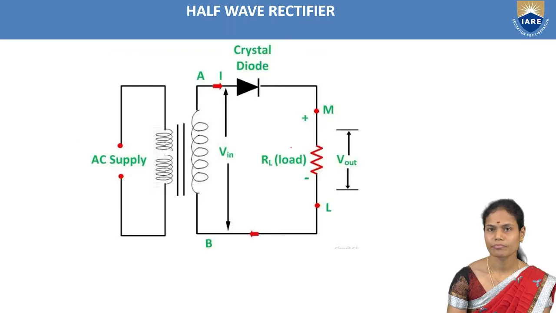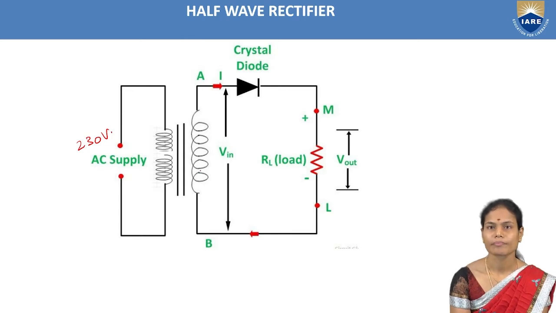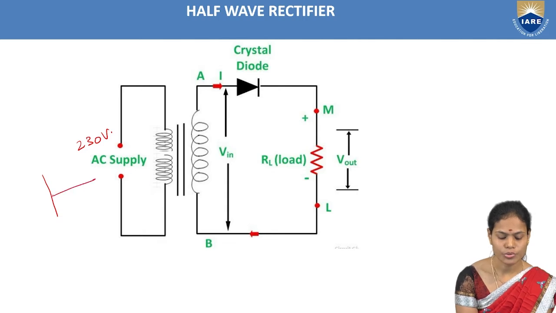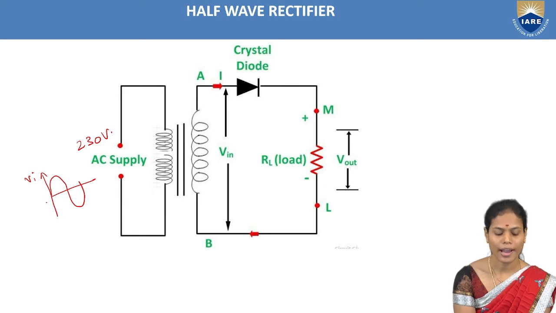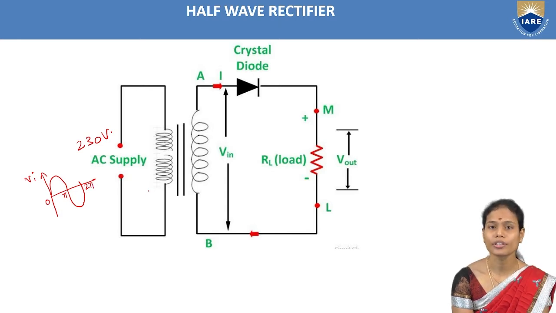So the same thing I'm going to represent in the form of a circuit. So this is the half wave rectifier. Okay, 230 volts supply. And it is the step down transformer, so it will convert the high voltage into low level voltage. So here I'm using the AC signal as the input voltage, and I'm going to apply the positive half cycle as well as the negative half cycle in order to see the operation of the half wave rectifier.